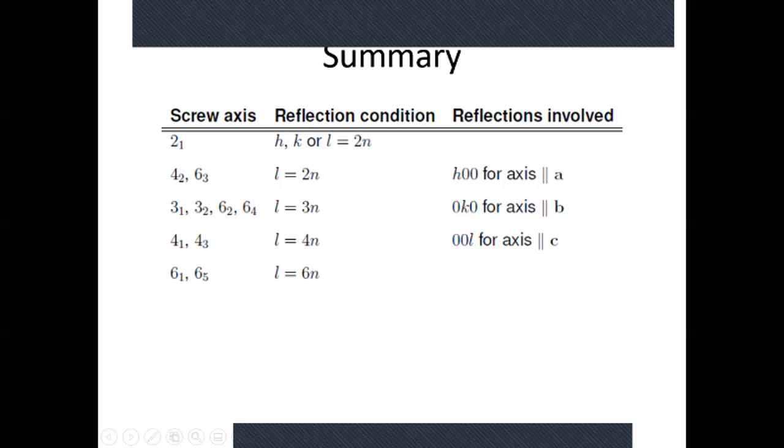So if we were looking at the systematic absences, we would look at the odd. So it would be 2n plus 1, 2n plus 1, 3n plus 1, etc. So the even are what's observed. The odd reflections would be what is absent. So you can have reflection conditions or you can have systematic absences. Either one will work.